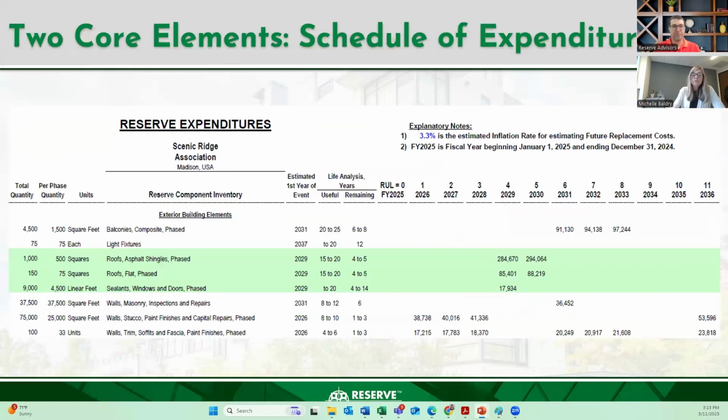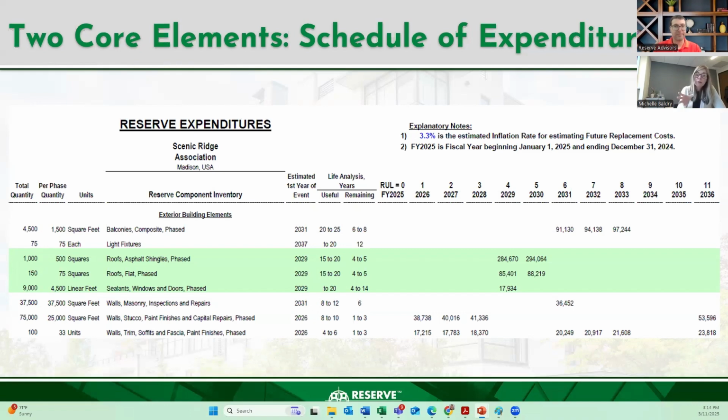So diving into those two core elements, really the expenditure plan and the funding plan, wanted to start here with the expenditure plan. So this is really the physical evaluation. So the reserve specialist or engineer will attempt to come to the community. Every reserve study will have an inventory, right? What are the components that the association's responsible for? And which ones do we classify as a reserve component, right? So these are things that we want to fund from the reserve account.